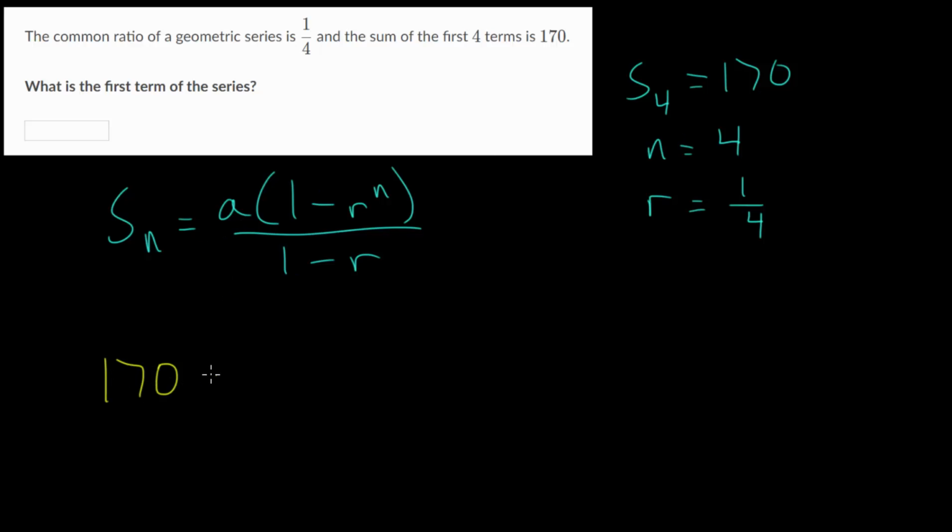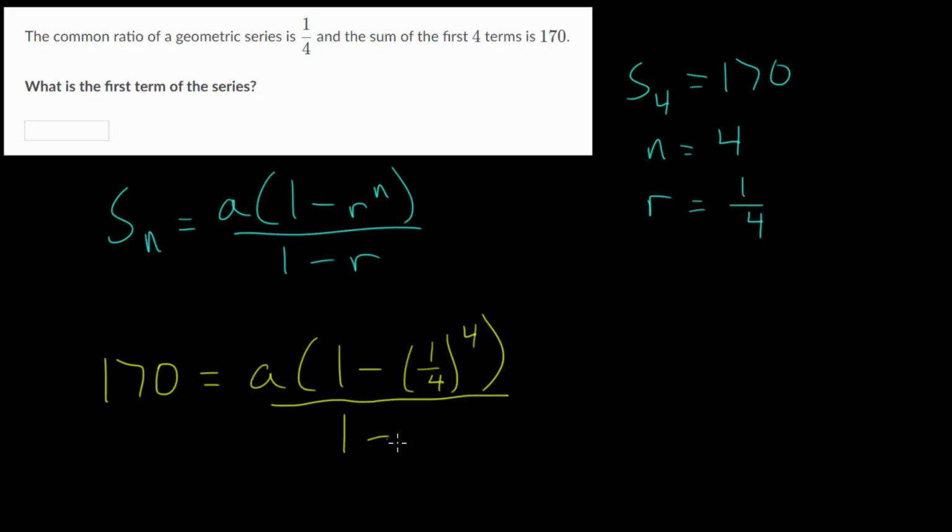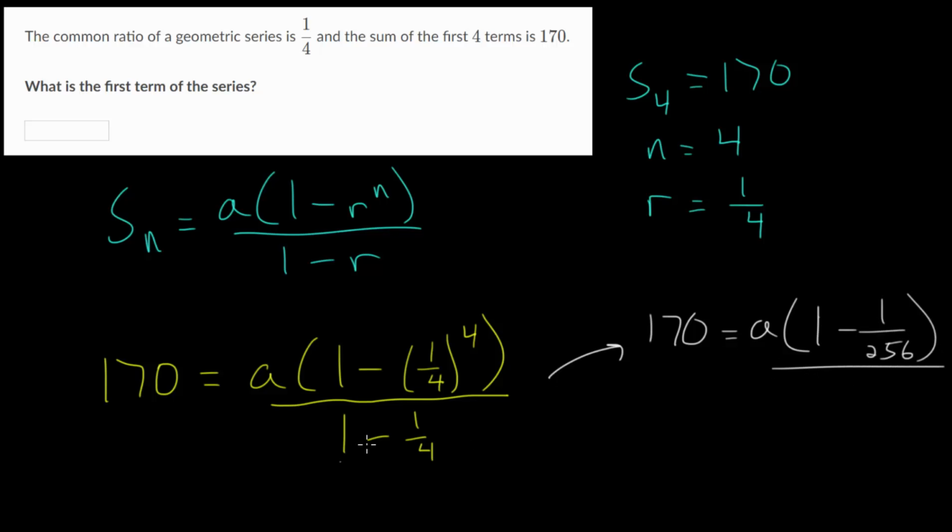So we have that 170, the sum of the first four terms, is equal to a multiplied by 1 minus our common ratio, 1/4, raised to the fourth power, all divided by 1 minus 1/4. And simplifying, we'd have 170 is a times 1 minus 1/4 to the fourth. Well, 4 to the fourth is 256. So this would be 1 over 256. And 1 minus a fourth is just 3/4.